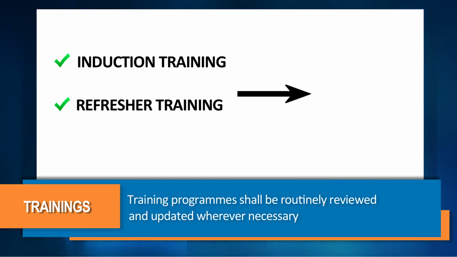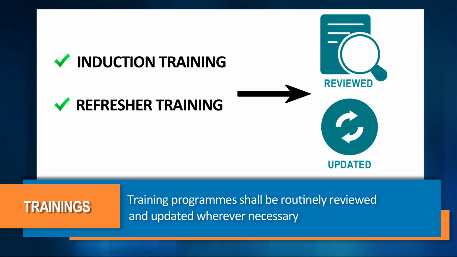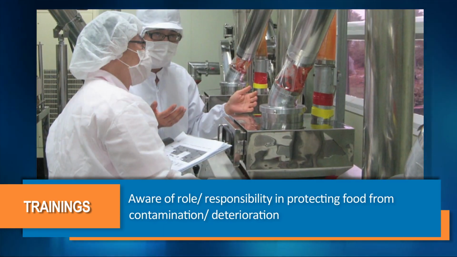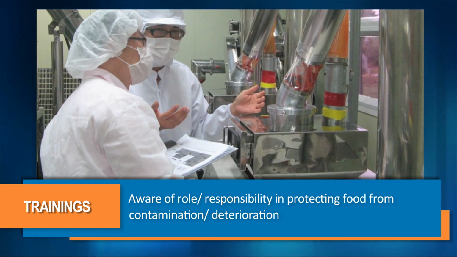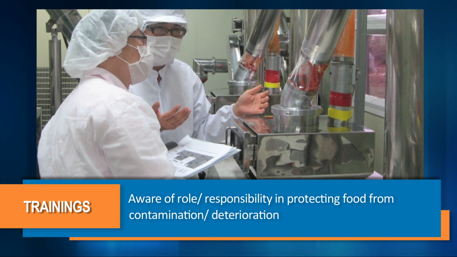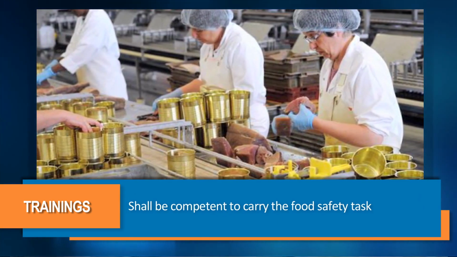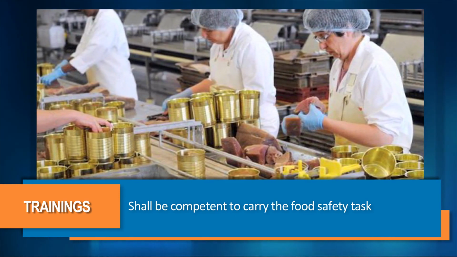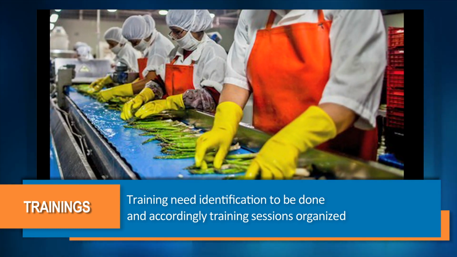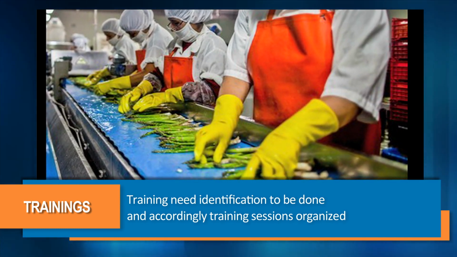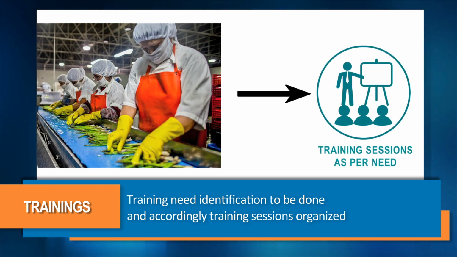These training programs shall be routinely reviewed and updated wherever necessary. All personnel should be aware of their role and responsibility in protecting food from contamination or deterioration and shall be competent to carry the food safety task assigned to them. Training need identification should be done for all food handlers, and accordingly, the training sessions should be organized.